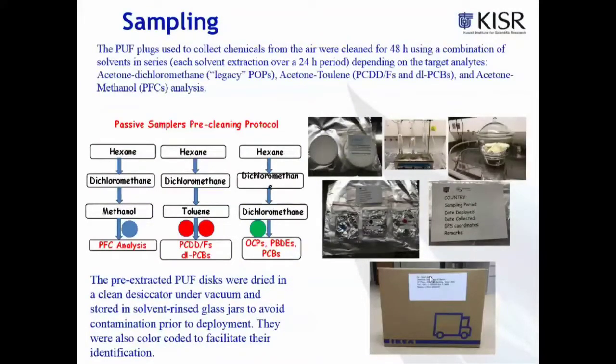So this is the sampling strategy that we carried out for this project. The PUF blocks used to collect these chemicals were cleaned for 48 hours with different combinations of solvents, and they were also color coded to facilitate their identification. For instance, the blue plastic bag contained a PUF that was cleaned with hexane, dichloromethane (DCM), and methanol, and this was used for PFC analysis. The red one was cleaned with hexane, DCM, and toluene, and this was used for dioxins and dioxin-like PCBs, and the green one was cleaned with hexane and DCM, two times, and this was used for organochlorine pesticides, PBDEs, and PCBs.